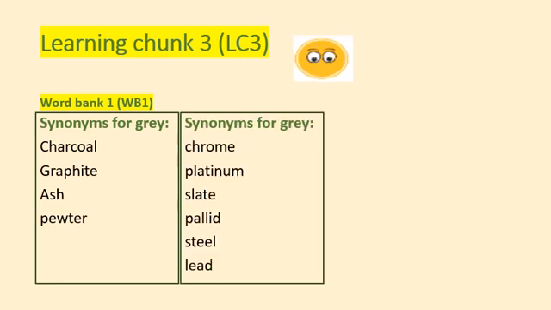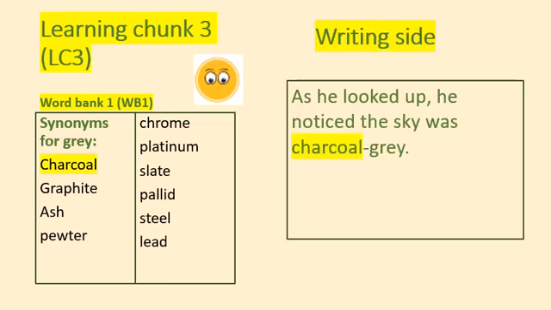Okay, so you can see now I've written chrome, platinum, slate, pallid, steel and lead. Pause the video now. You can magpie, borrow or add to your own word bank 1. Writing side, learning chunk 3. So here we've got charcoal, graphite, ash, pewter, chrome, platinum, slate, pallid, steel and lead.